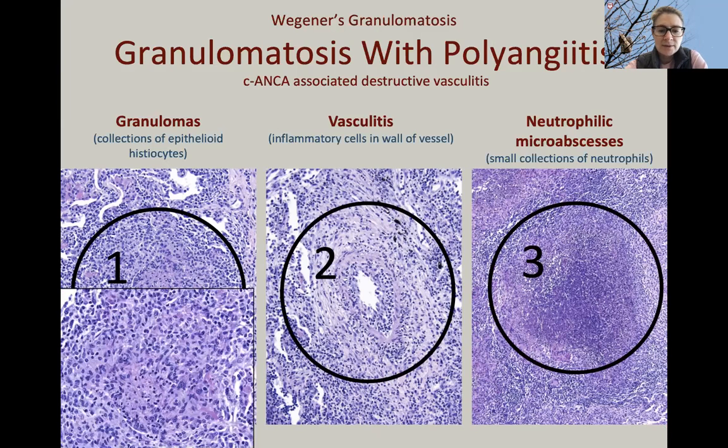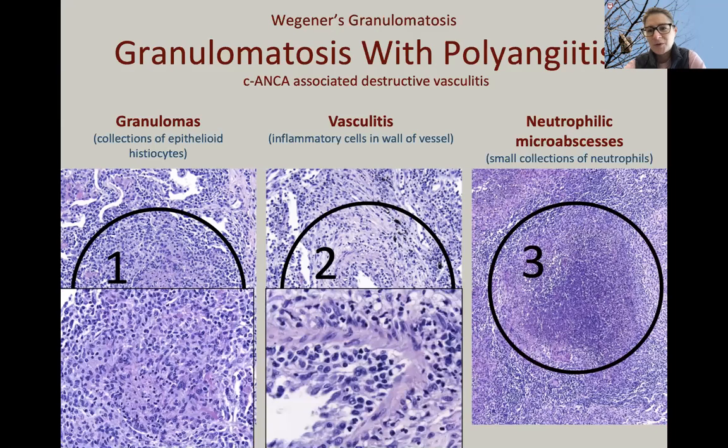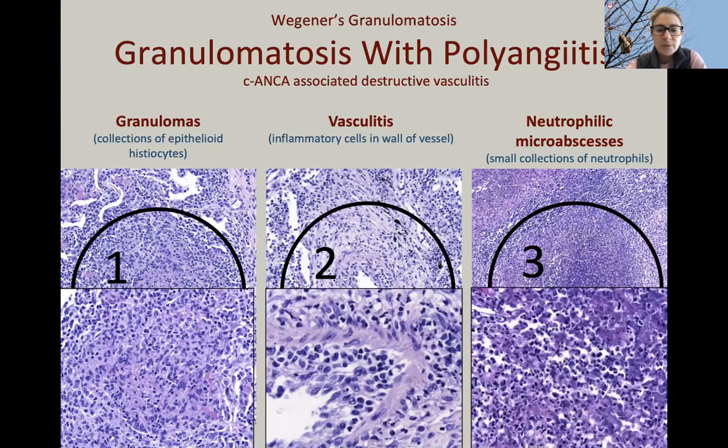Sometimes we as pathologists do not see all three histologic features. In conjunction, it's quite specific, but if we start to see one of these three, we may recommend doing serologic studies for ANCA, et cetera, to determine if there's potentially a Wegener's going on.